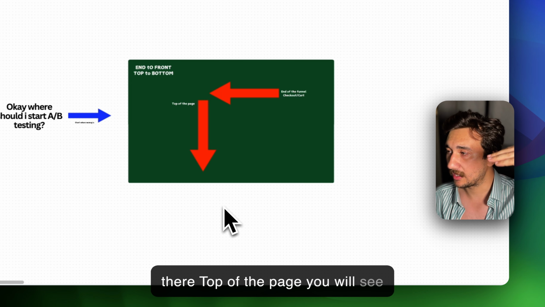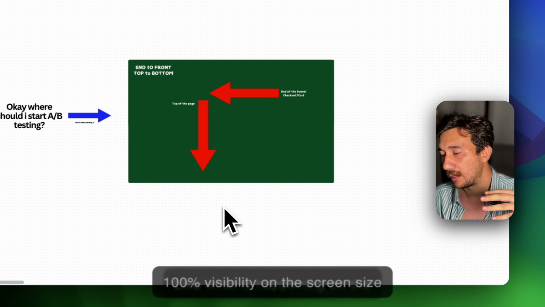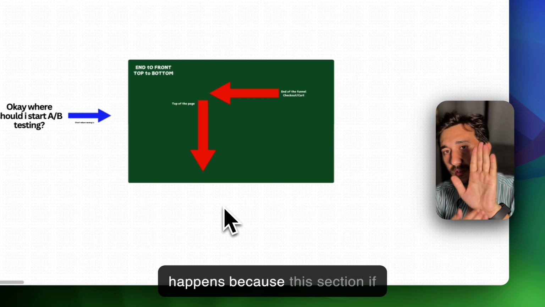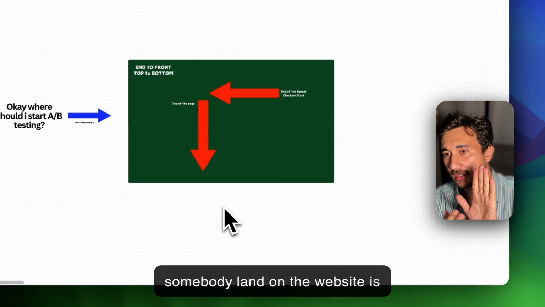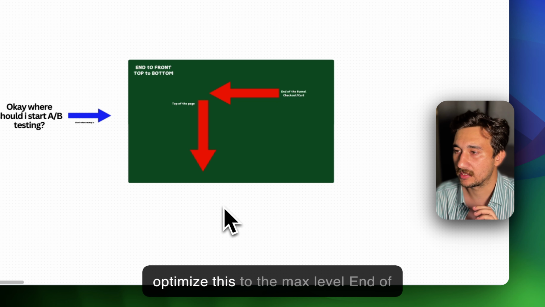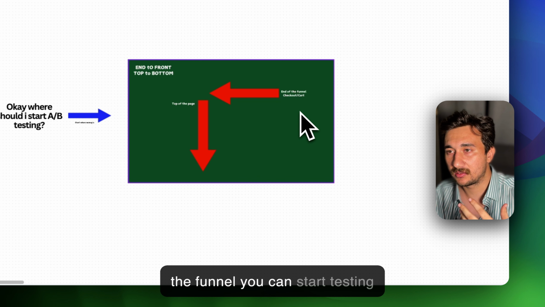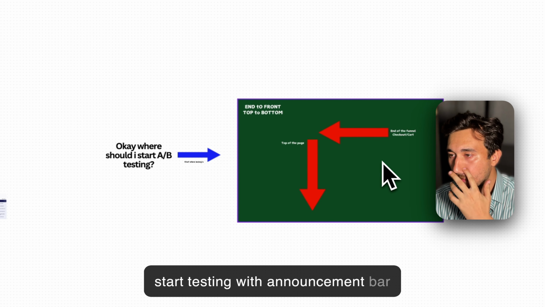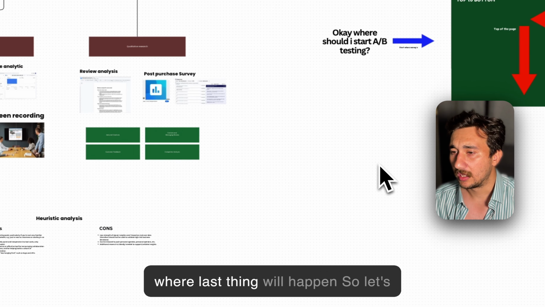At the top of the page, you will see 100% visibility on the screen size, because if somebody lands on your website, this section is 100% visible, so you have to optimize this to the max level. At the end of the funnel, you can start testing checkouts, the cart drawer, and then you can start testing the announcement bar, PDP, and collection pages, where less happens.